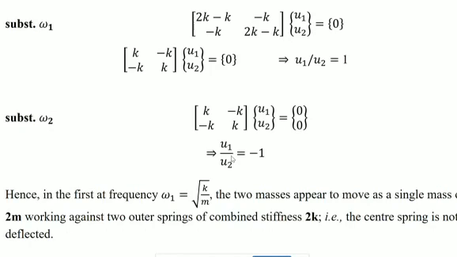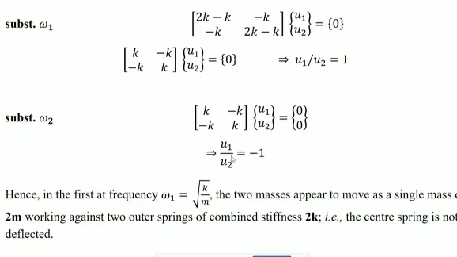Or otherwise, that means if the first mass is moving on the left hand side, then the second mass is on the right hand side, or vice versa. So they are moving in the opposite direction. So physically, can you give any physical interpretation? You see one thing, in the first case, U1 by U2 equal to 1. That means both the masses are moving together.